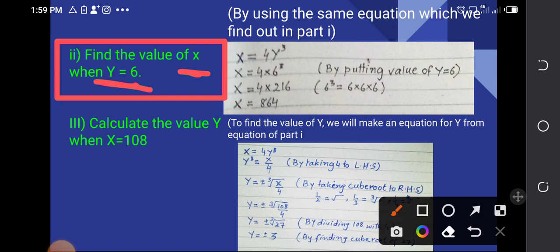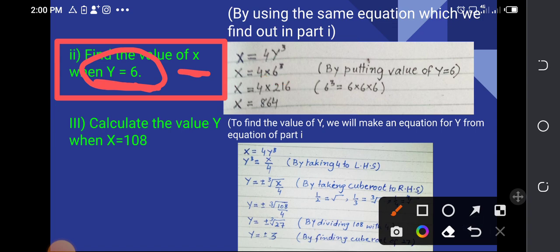To find the value of x, it is very simple. We just put the value of y in the equation and easily find the value of x. The value of y in the question is given as y is equal to 6. So instead of y, we write down the value 6. It will become x is equal to 4 into y cube. By finding 6 cube, the value will become 216. So 6 cube is equal to 216.